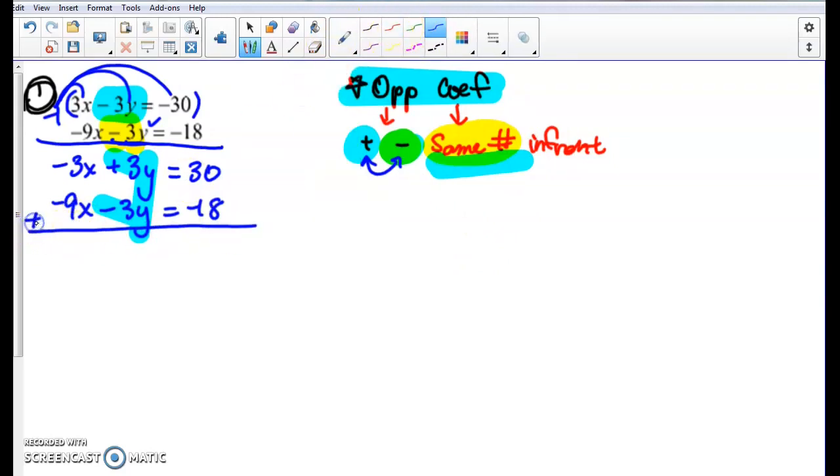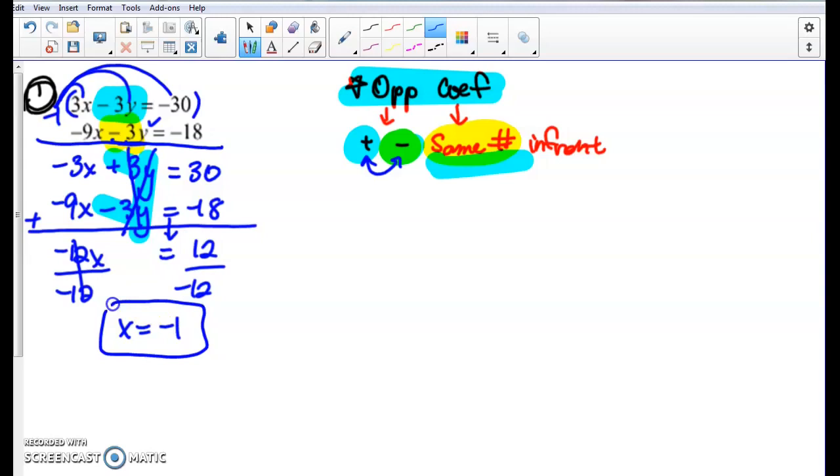So plus sign, and we're just going to add the like terms. Negative 3x plus a negative 9x is a negative 12x. My 3y plus a negative 3y are eliminated. They cancel out. We drop down our equal sign. Can't forget that guy. Always drop him down. 30 plus a negative 18 is going to be a positive 12. Last step to solve for x is divide both sides by negative 12. Negative 12's cancel, and x equals 12 divided by negative 12, which is negative 1. There we go. I now have my x value.